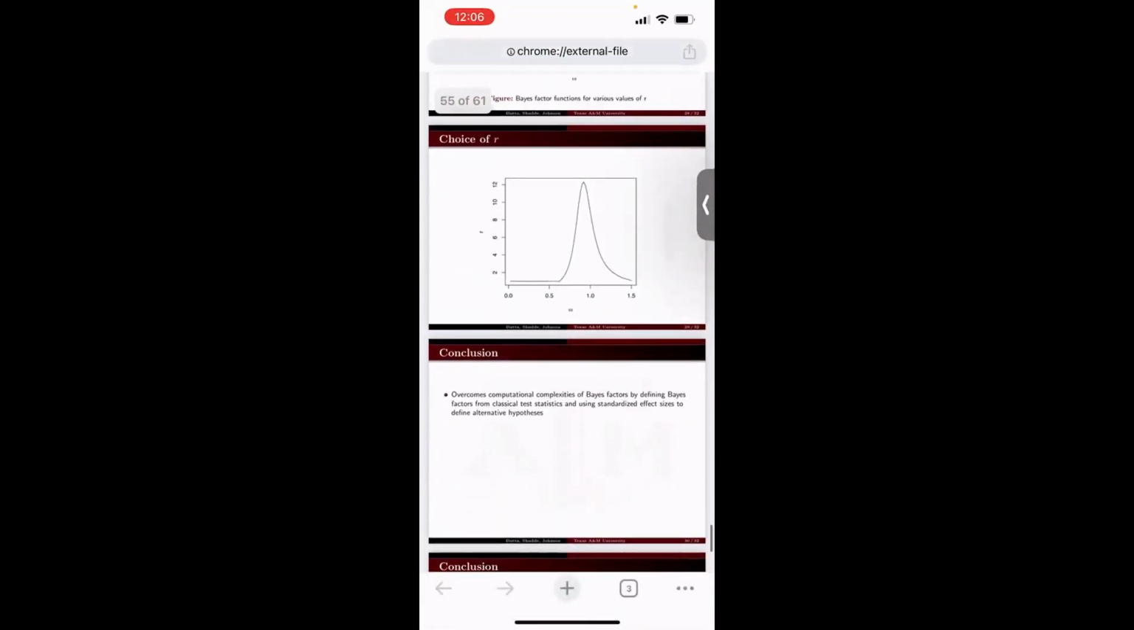So this is how the map estimate of R varies with the effect size. On the vertical axis, I have plotted the map estimate of R. And on the horizontal axis, these are the effect sizes. So around an effect size of 0.8 or 0.9, the map estimate of R was around 12.